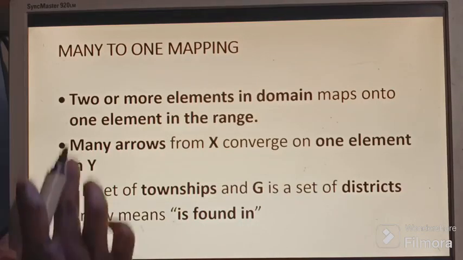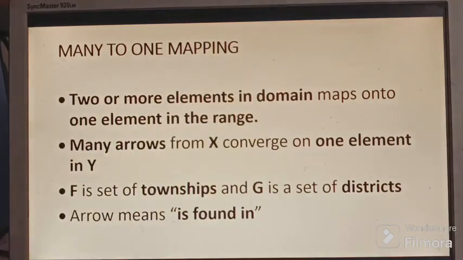Now, let's look at many-to-one mapping. So earlier we saw one-to-one mapping, where one element in x is mapped onto only one element in y. It means even y receives only one element, receives only one arrow. And here too each x has only one arrow.